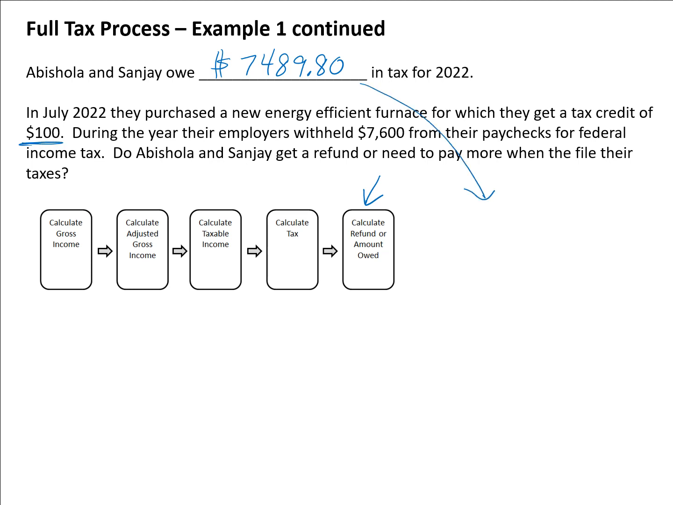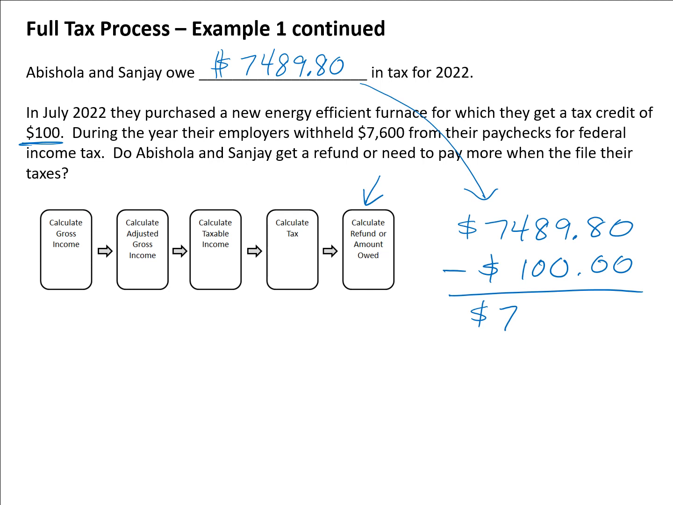Remember, what a tax credit does is it's going to reduce the tax you pay, and it reduces it directly. So I can directly take $100 off of what we owe, or I should say Abishola and Sanjay owe. They now owe $7,389.80. During the year, their employers withheld $7,600 from their paychecks for federal income tax. Do Abishola and Sanjay get a refund, or do they need to pay more?